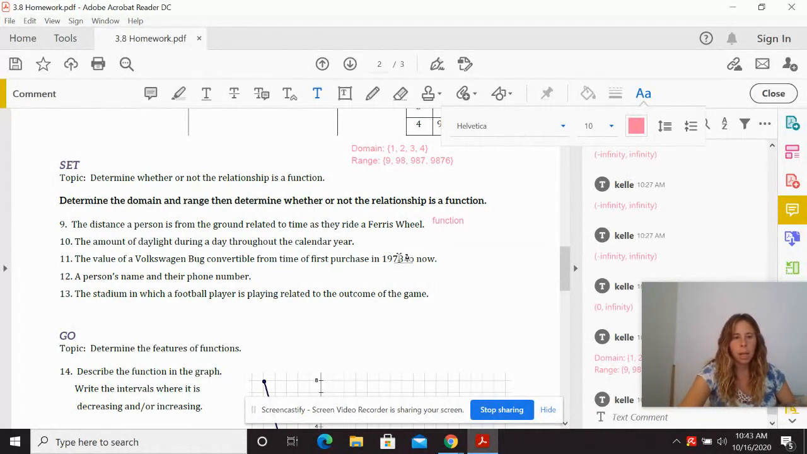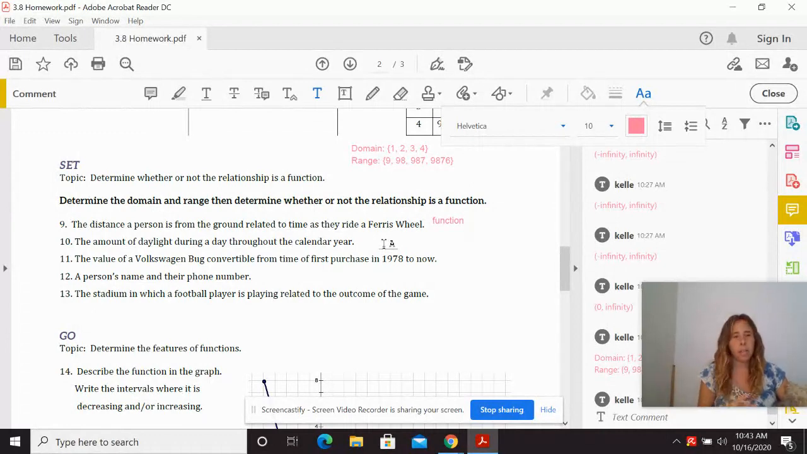Okay. The amount of daylight during a day throughout the calendar year. So think of daylight savings and stuff like that. Summer versus winter. Our days get longer and shorter, right? That is going to be a function, depending on what day of the year. So your independent variable is going to be the days of the year. Your dependent variable is going to be daylight. So amount of daylight would be your range, and the days of the year would be your domain.